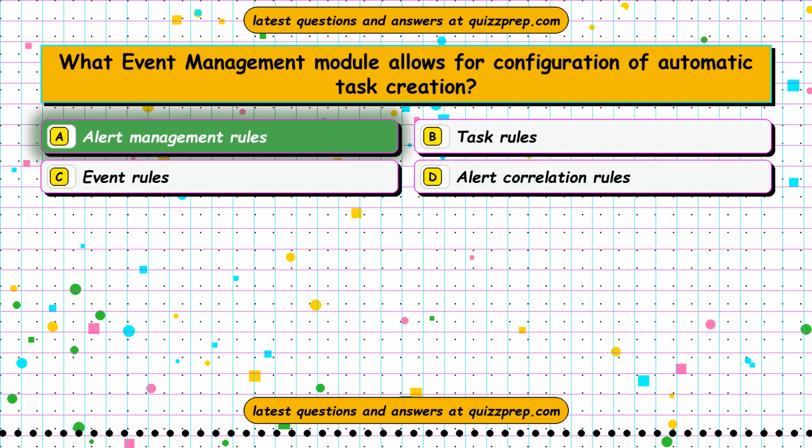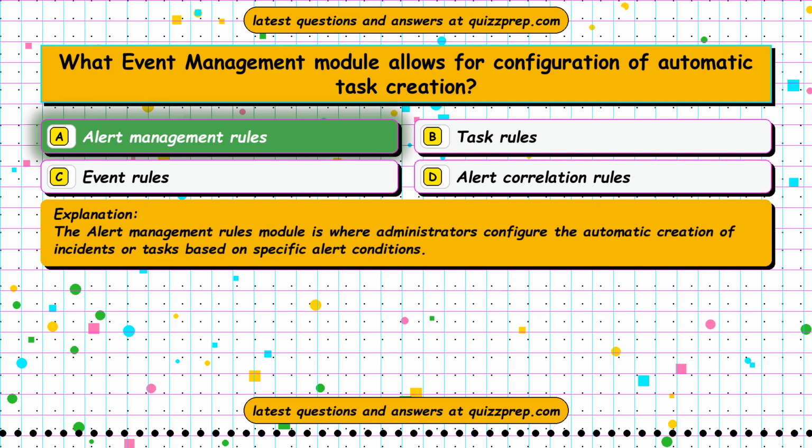The correct answer is option A, alert management rules. The Alert Management Rules module is where administrators configure the automatic creation of incidents or tasks based on specific alert conditions.